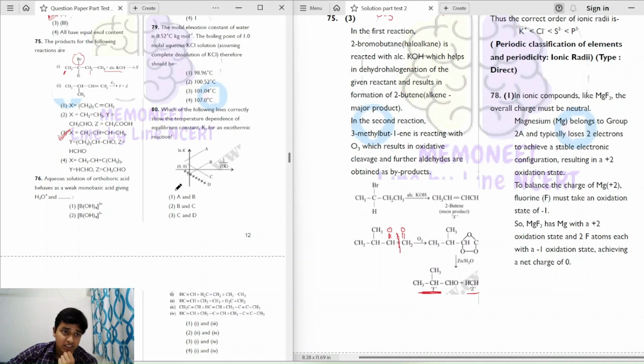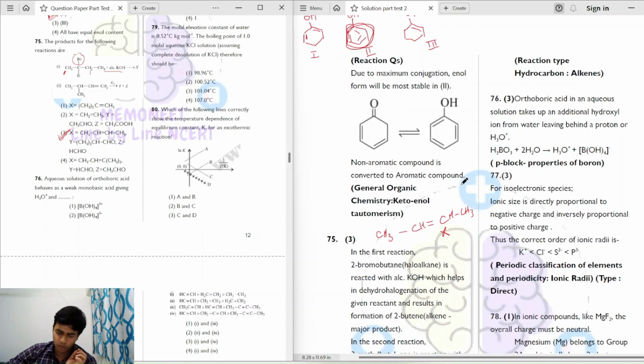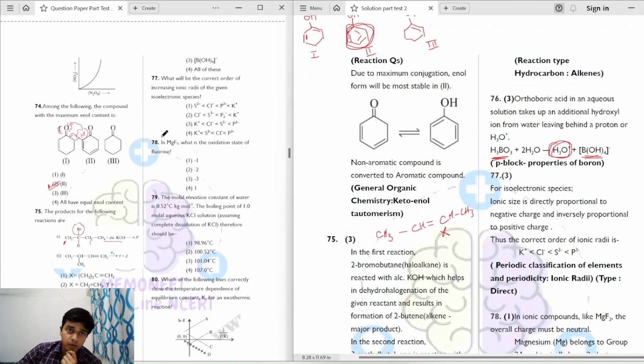Moving on to the next question, the question says aqueous solution of orthoboric acid behaves as a weak monobasic acid giving H3O plus. When orthoboric acid, which is H3BO3, is mixed in an aqueous solution, it takes up a hydroxyl ion from the water molecule and forms a B(OH)4 minus group, whereas it releases a proton, the H3O plus group. So H3O plus is formed, and along with it the B(OH)4 minus entity is formed. So the correct answer will be option 3.